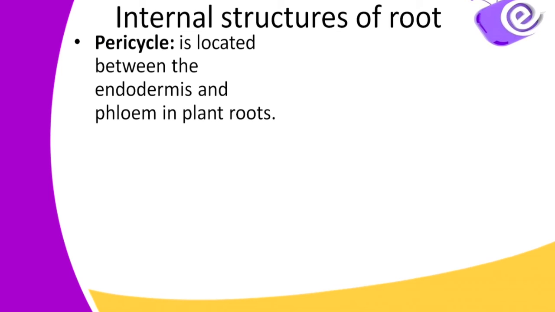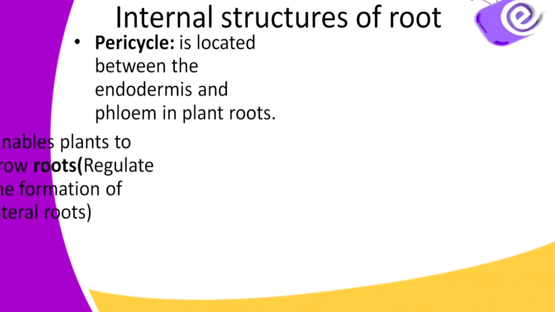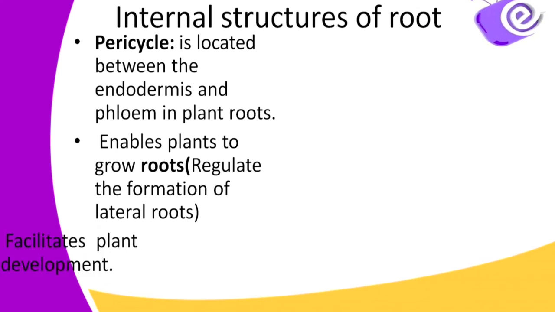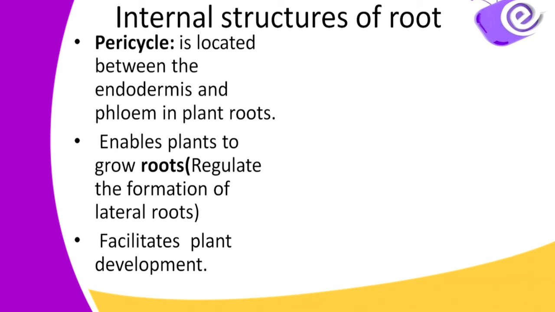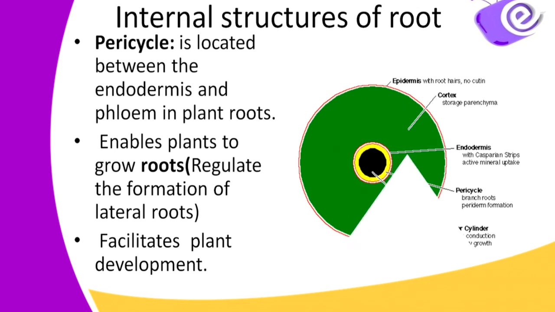Proceeding forward, let us look at the function of the pericycle. First of all, where is the pericycle located? It is located between the endodermis and the phloem in the plant. You can just look at the illustration. It is just after the endodermis. Looking at the diagram, that yellowish part over there is where you can locate the pericycle. So what is its function? It enables plants to grow roots; that is, it regulates the formation of the lateral roots. Then it also facilitates the plant's development.